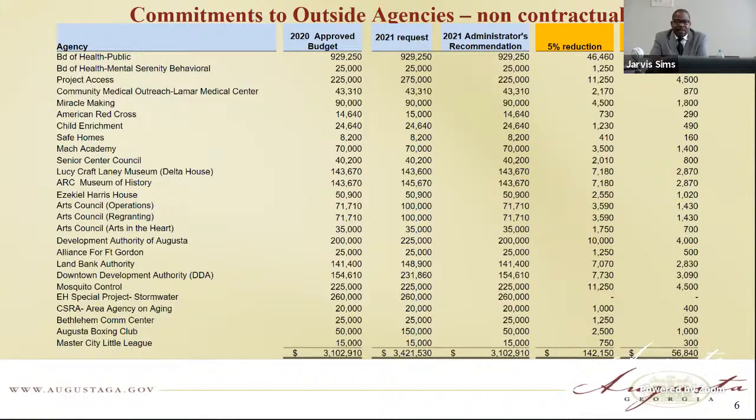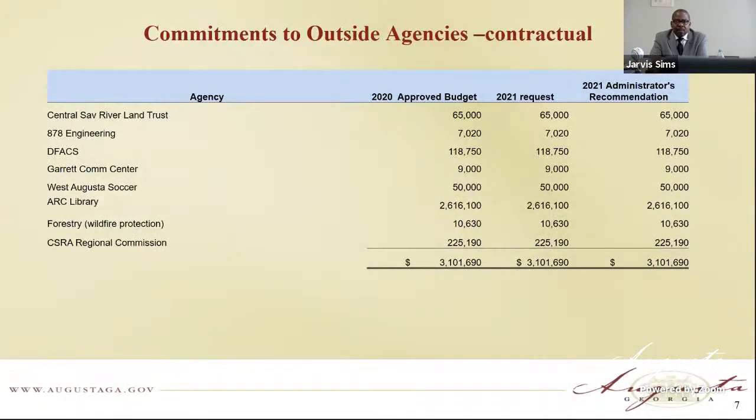The next slide. Some of our agencies we have commitments to, which are contractual, which we're not able to reduce their funding. This slide represents those: Central Savannah River, 878 Engineering, the DFACs, the West Augusta Soccer, our library, and our CSRA Regional Commission. These are contractual agreements that we're not able to reduce the funding for, and we're not recommending that. We just want to highlight that these are contractual agreements.